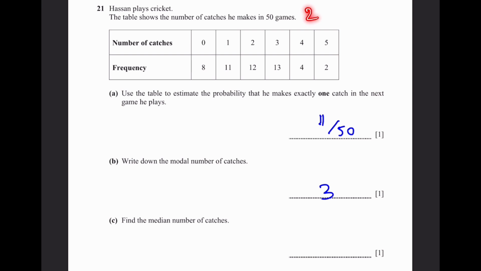That's equal to 25.5. So where do we have either the 25th or the 26th catch? Because 25.5 is not a whole number, you can't have half a catch. So 25th or 26th, let's see where that comes. So 8th, 19th, and over here we have the 31st, which means that in the 2 number of catches, we have the 25th and 26th catch. Therefore, the answer is 2.